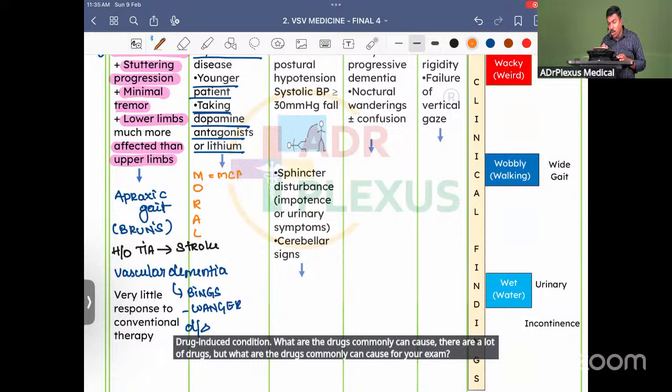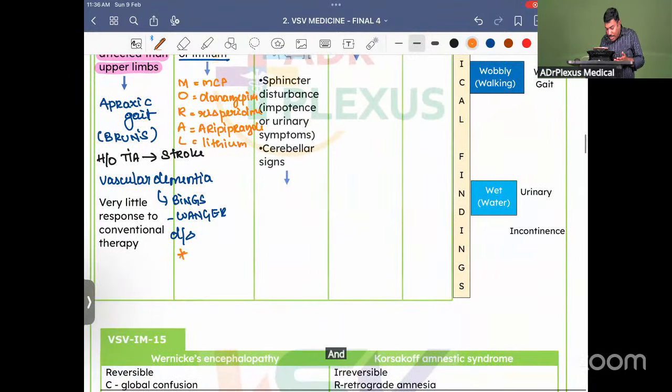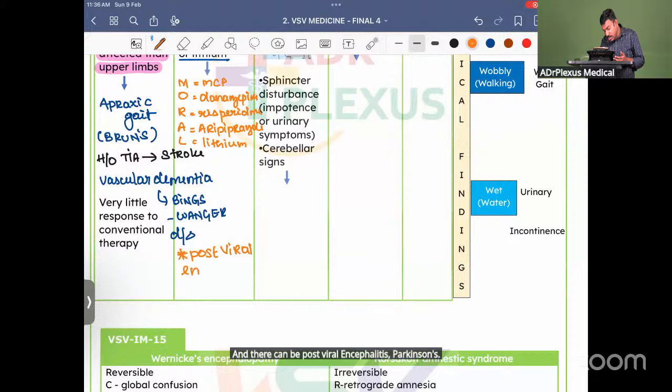It is metoclopramide, olanzapine, risperidone, aripiprazole, and lithium. These are commonly used drugs. And there can be post-viral encephalitis Parkinsonism, which is named by a condition called von Economo disease.